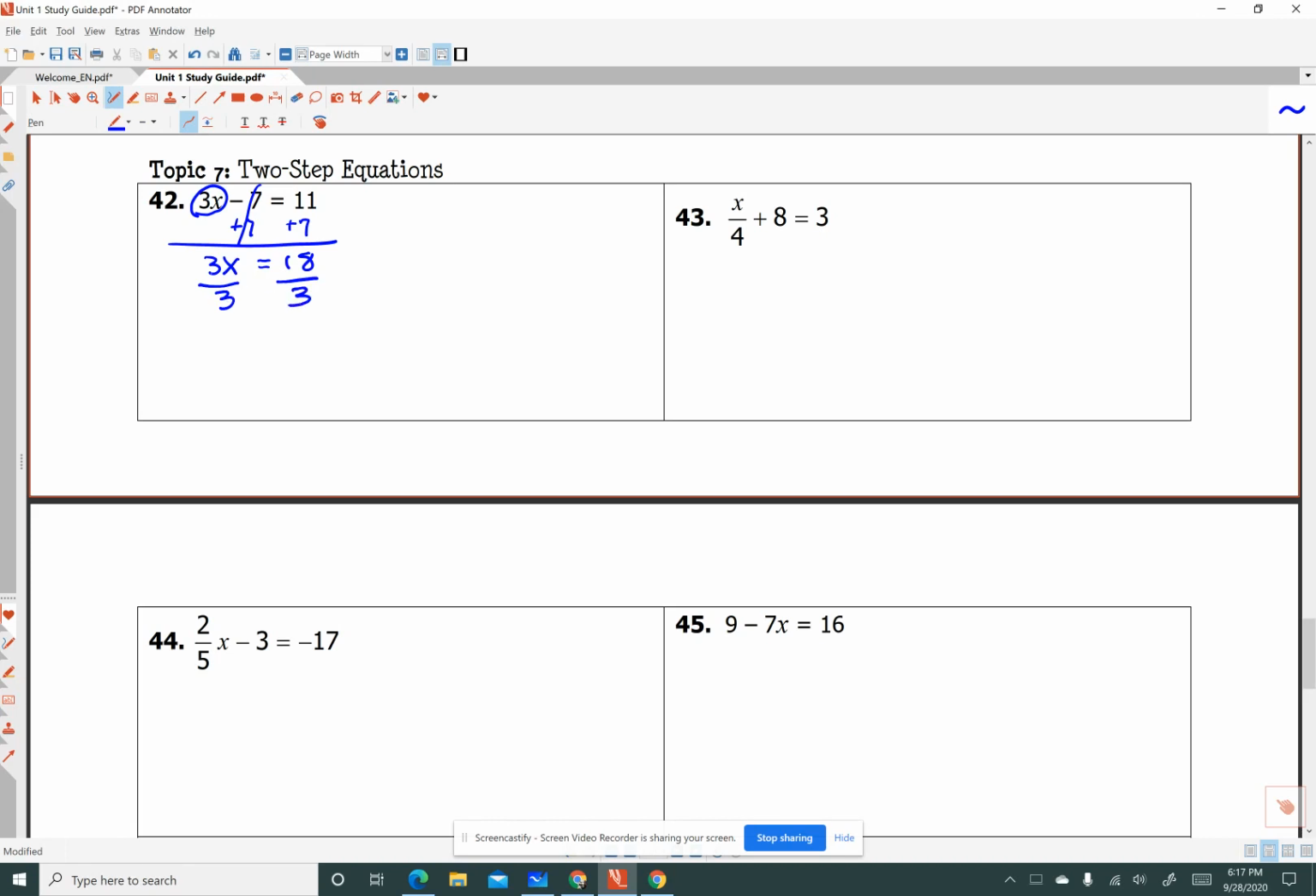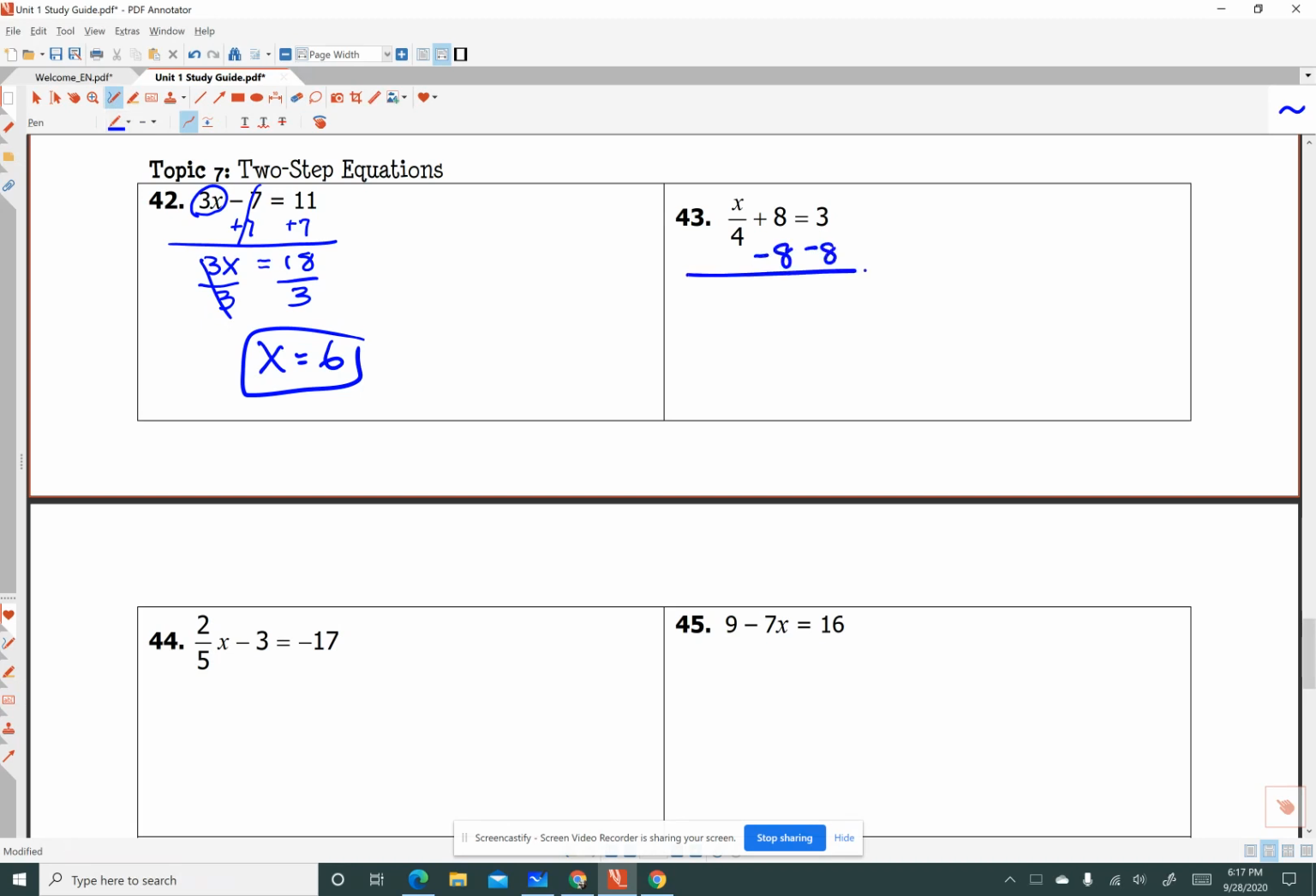It's a pretty easy one. X equals 6. Okay, let's multiply both sides by 4. This cancels. X plus 8 equals 12. You know what? I'm going to go back, and I should not have multiplied by 4 before. I need to get rid of that 8 first. And I don't want you guys to make that mistake. Let's subtract the 8 first.